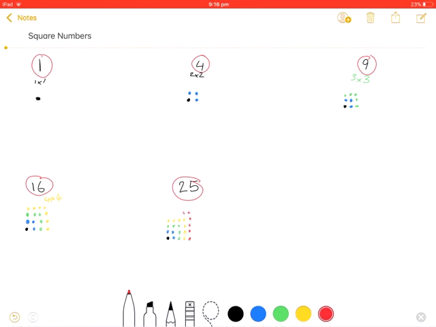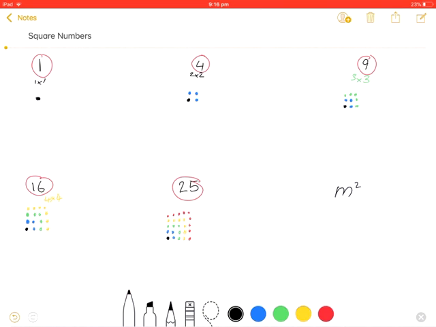And you guys should know your times table. So you should be able to say 6 6s are 36. So 36 is a square number. 7 7s are 49. So 49 is a square number. You got the idea.